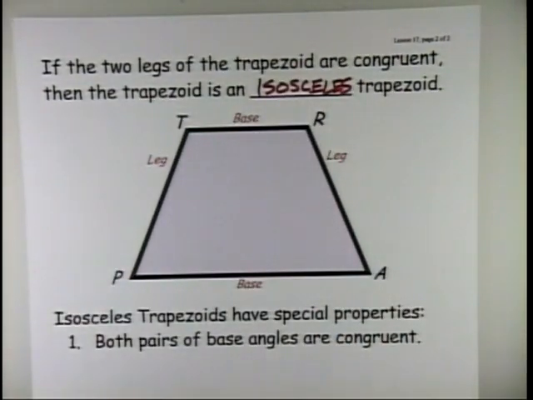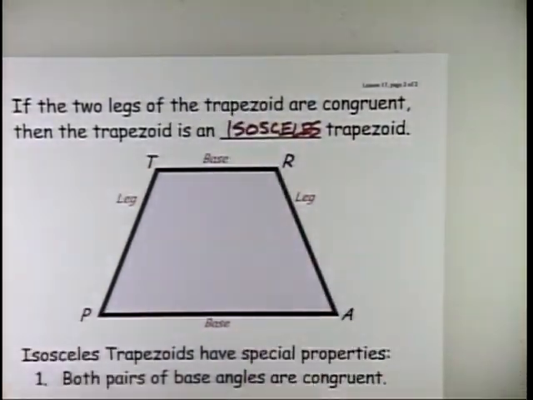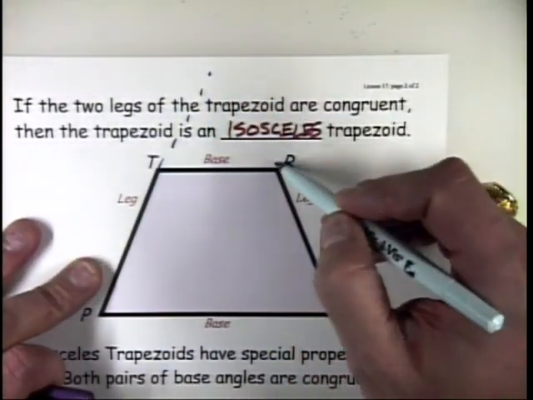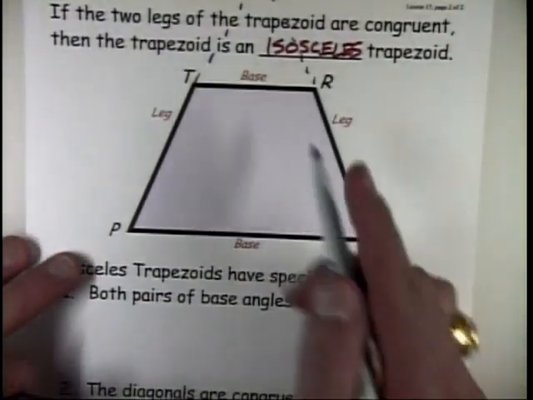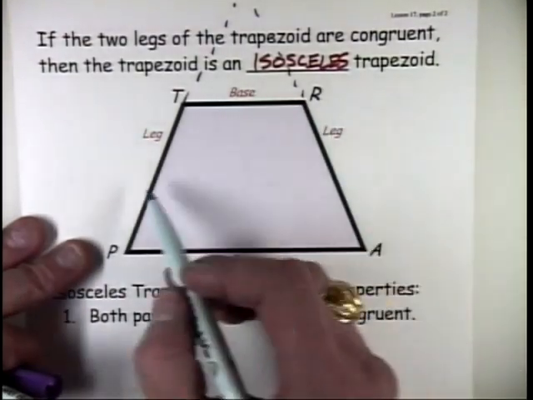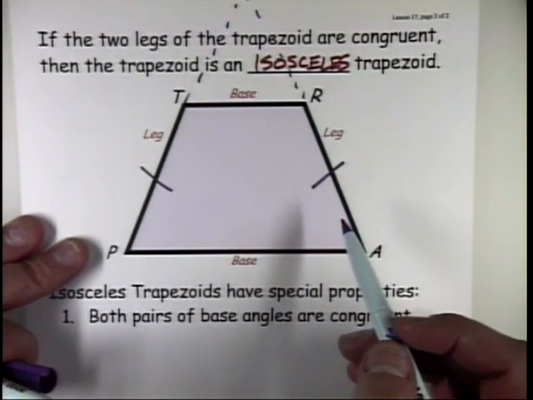So it's very similar to an isosceles triangle. And in fact, you can imagine this being a triangle. If I extended this up and made a peak, it's kind of like an isosceles triangle with the top lopped off. Okay, so we get this trapezoid. Now the legs are congruent, so we can put these tick marks denoting that they are congruent.